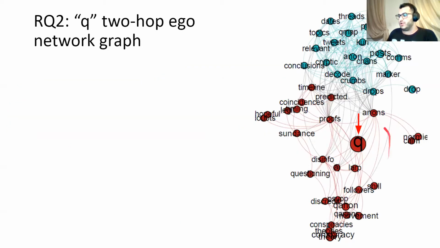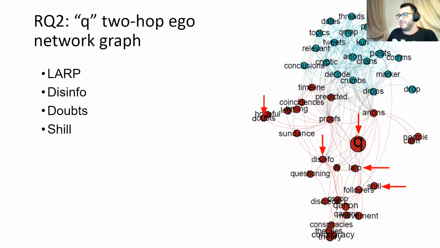Now, we were interested to understand the narratives around the Q user himself. So we plot the two-hop ego network around the contriver of the conspiracy. So we find words like disinformation, doubts, the word LARP, live action role playing, which gives the impression that Q is actually just a troll playing a game. And we also come across the word shill, which is a term used for someone that might be hired by the government pretending to agree on a conspiracy theory.